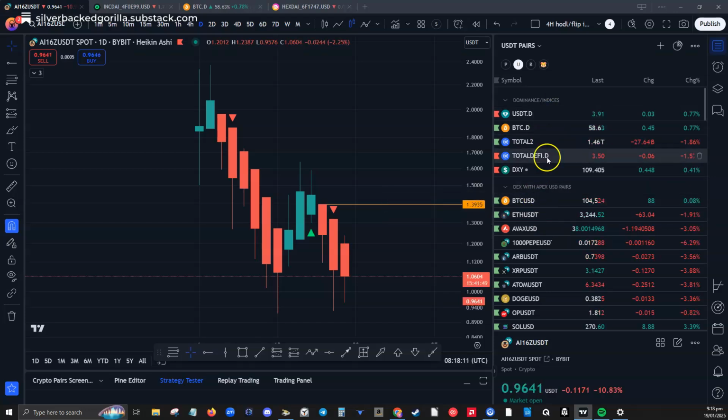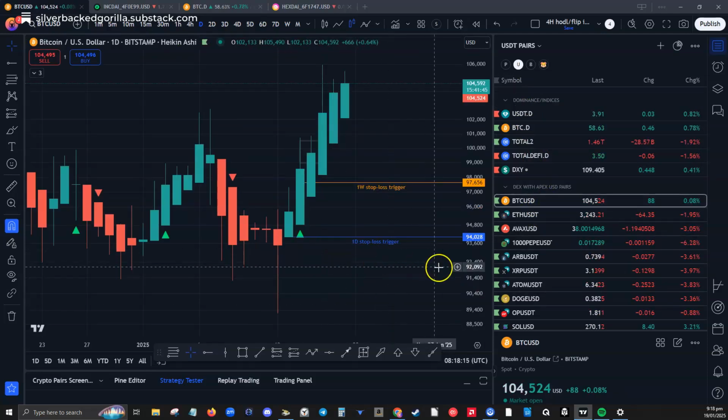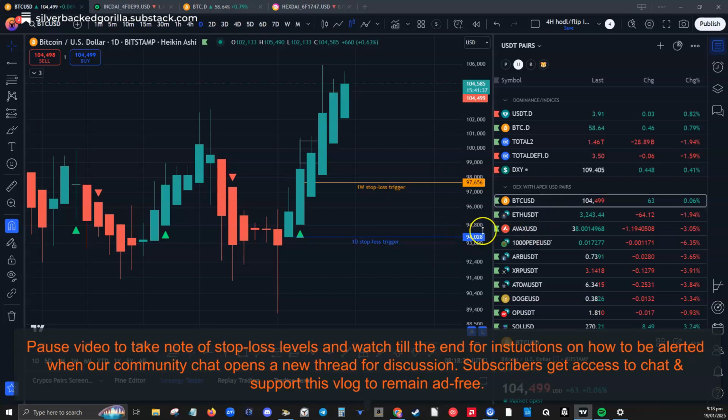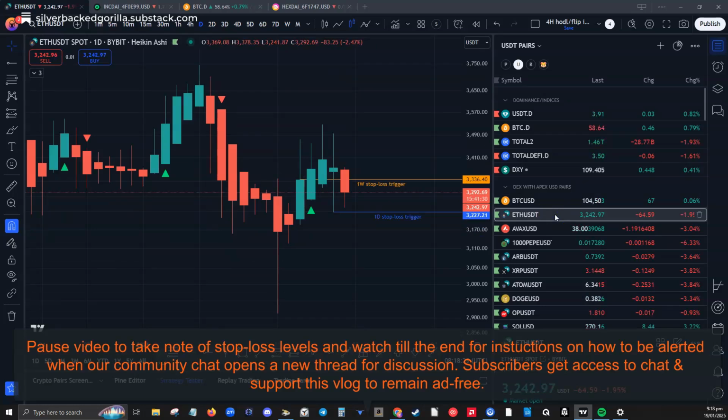I'm not going to go through all of the dominances. So BTC, I can't tell you whether I've moved my stop loss, but I can show you on screen as I go through each of them exactly where the stop loss level is. What you're looking for is the blue line. Bitcoin's at $94,028. Ethereum, we're long, and the stop loss level is $3,227.21.